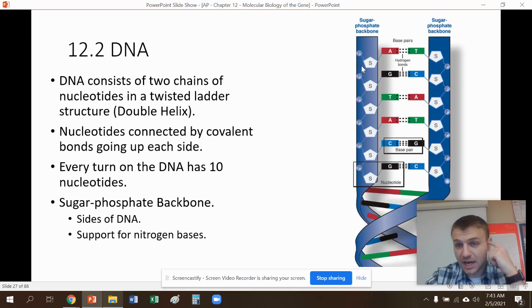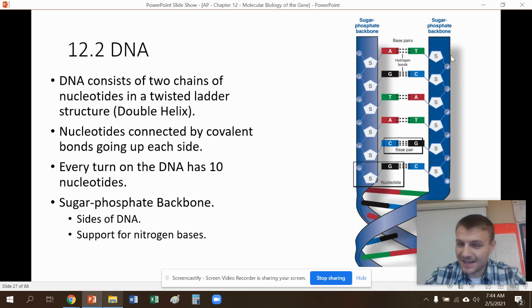Now, if you remember back from chapter 2, which is chemistry, covalent bonds are very, very strong. So this backbone is very, very strong. And you can see these adenines and thymines bonding together, G's and C's, A's and T's. Between the nucleotides in the middle are these hydrogen bonds. We're going to learn that for every A and T, there are going to be 2 hydrogen bonds, and between G's and C's, there are going to be 3.